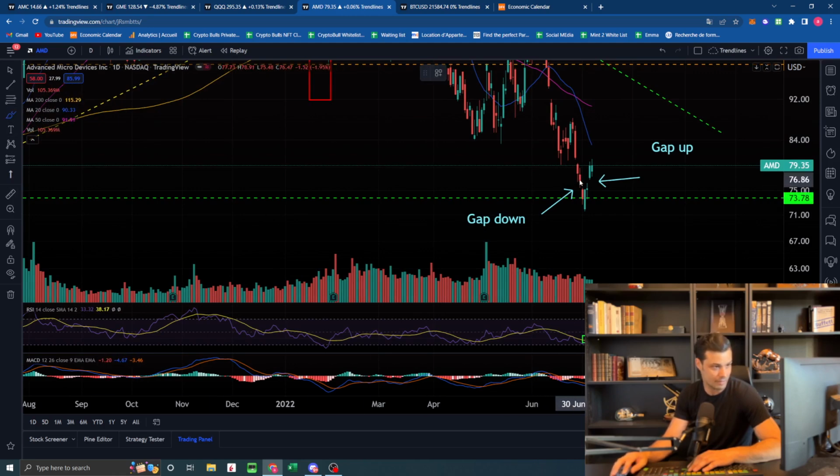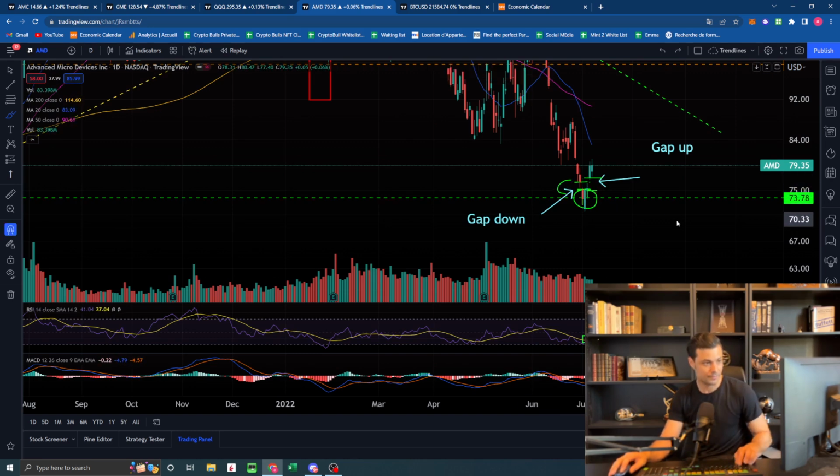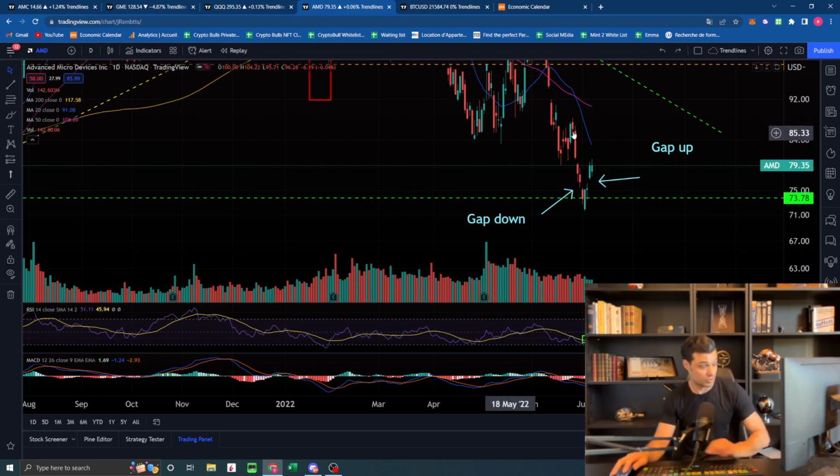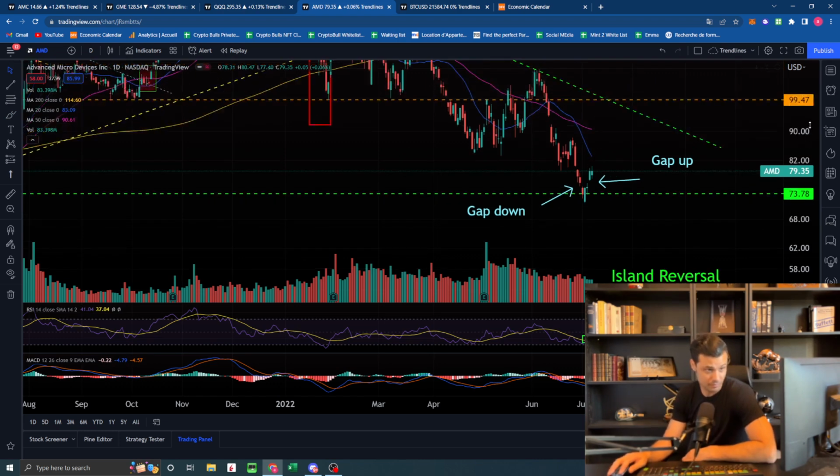Here we gap down between here, and then we have 1, 2, 3 candles. This is the island. Isolated candles, and then you have a gap up. Here you have a gap up between here and here. So as you can see, gap down, gap up. Okay, here is the island. So this is an island reversal, an isolated island, and this is a very strong reversal pattern.